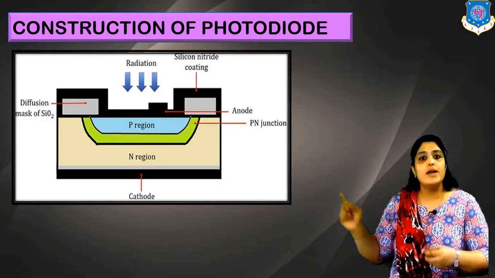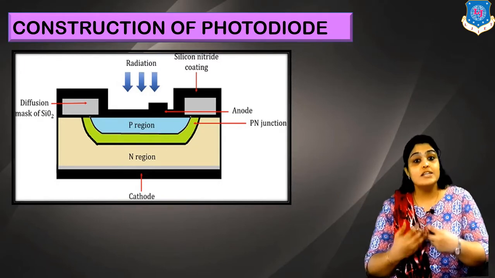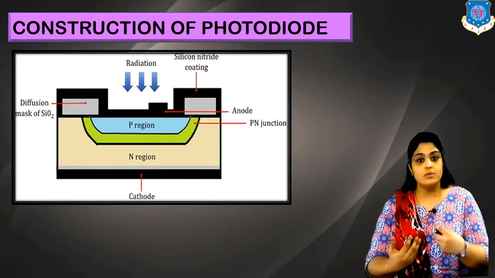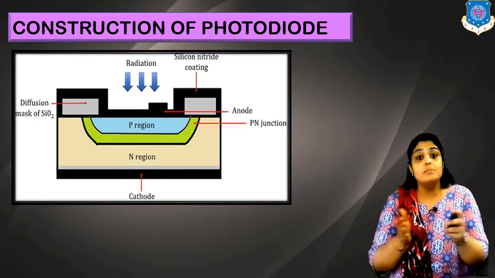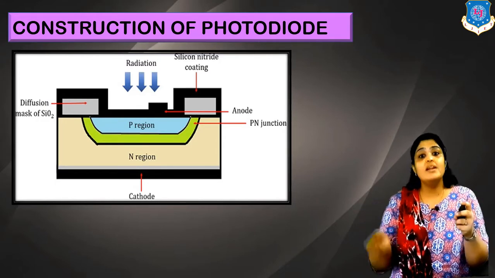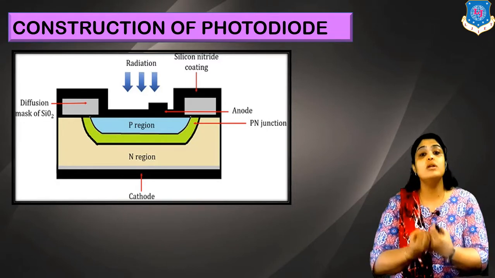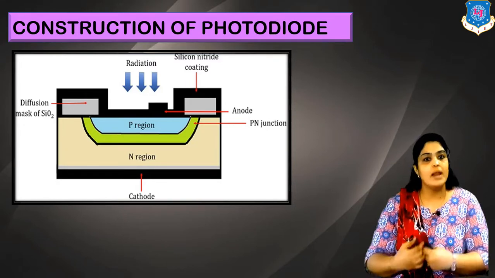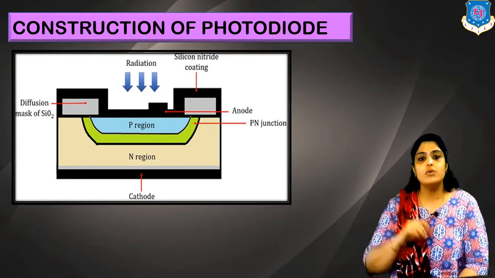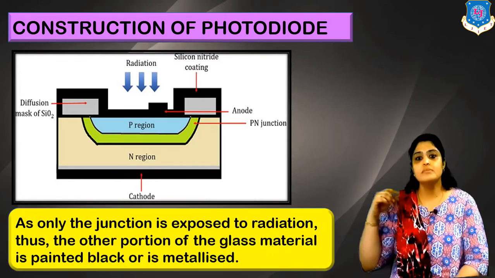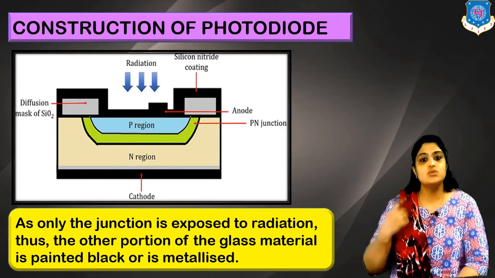You know, this photodiode is always designed in such a way that it is used in reverse bias only, because we know that in reverse bias the depletion layer is wide. So whenever light is incident on the photodiode, it is incident in such a way that more depletion layer is exposed to light. So this is how a photodiode is constructed. The PN junction is exposed to radiation.